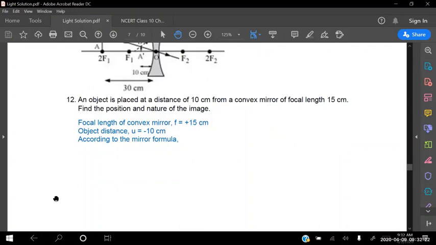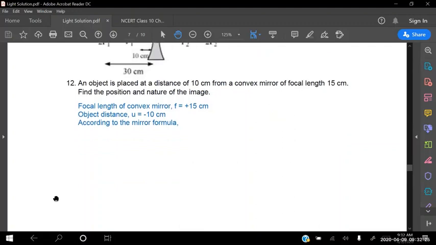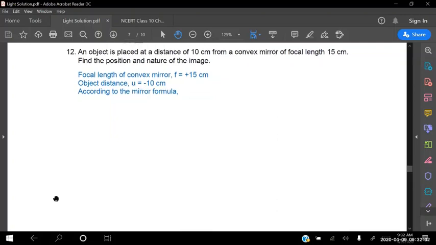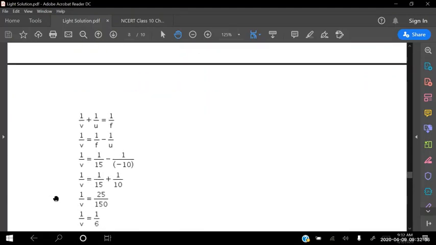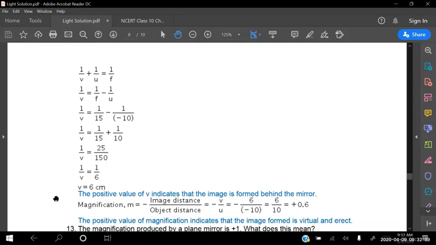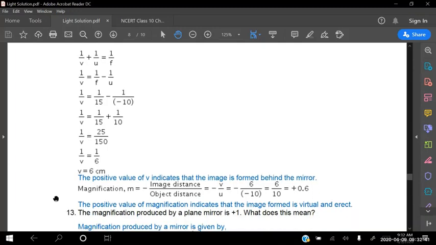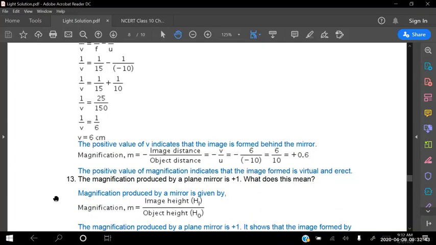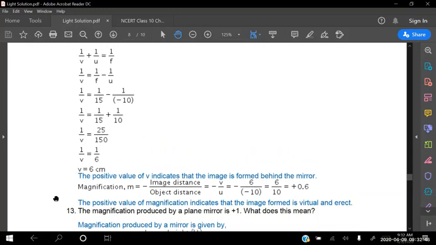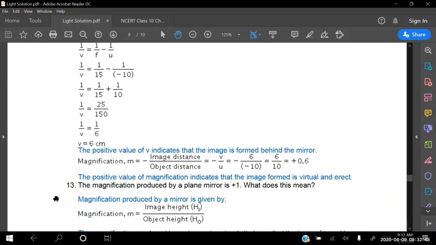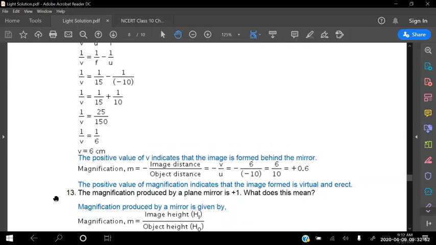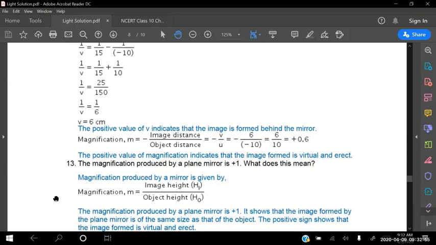Now, when you see the next question, a convex mirror is given, 10 centimeter and 15 centimeter. Now the focal length of convex mirror is +15, U is -15. Use the mirror formula 1 upon V plus 1 upon U, and you just put the values. Very simple calculations are there. Solve it properly, and because I'm giving you solutions today, you can see once again how that is being solved. Then find out the magnification and write the answer.